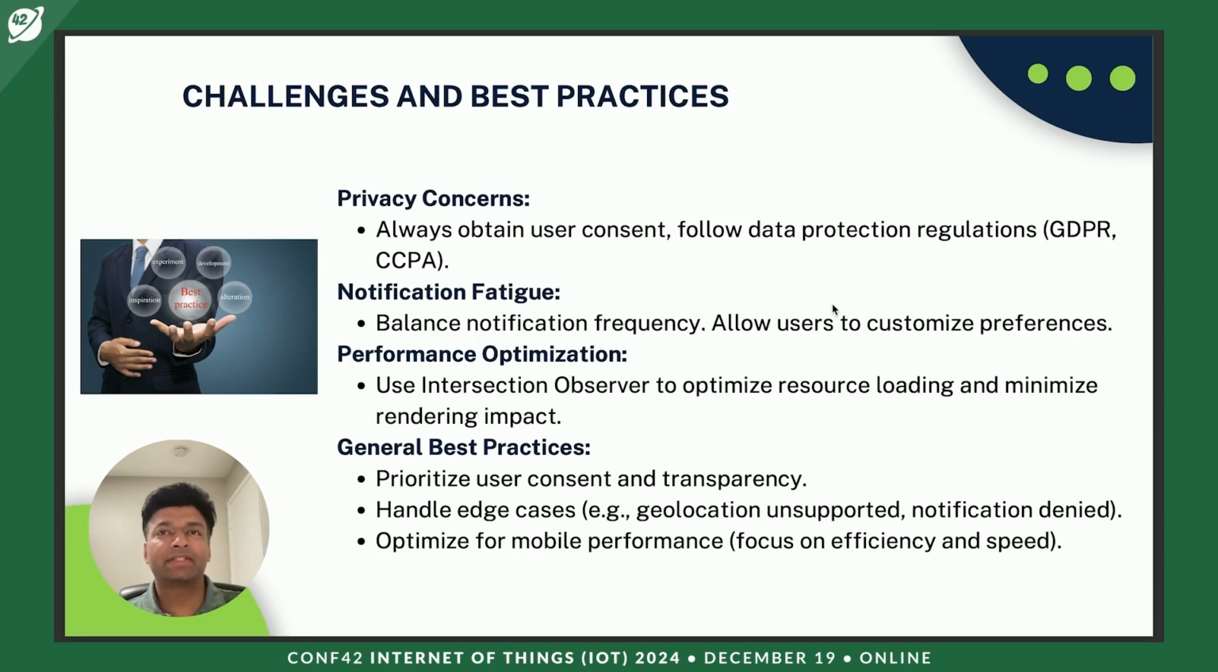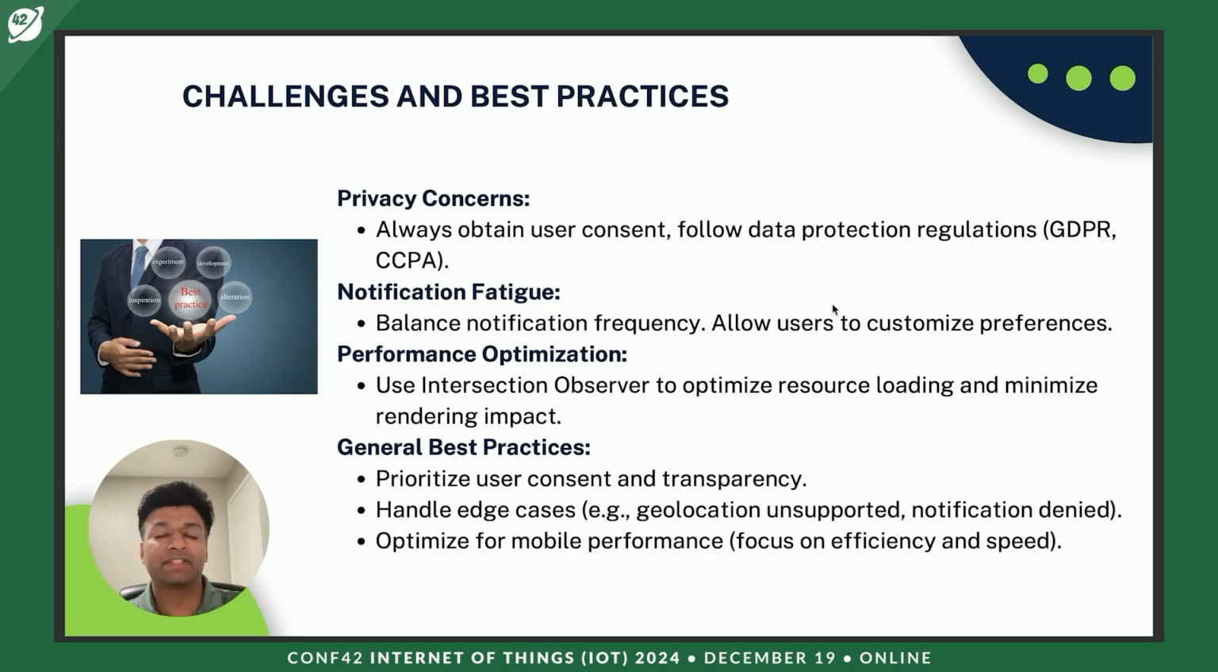Of course, APIs aren't without their challenges. Privacy is a big one. Users need to know how their data is being used and must feel confident that it's secure. Always be transparent and comply with regulations like GDPR. Another challenge is avoiding notification fatigue. Be thoughtful about how often you send notifications and allow users to control their preferences. Finally, performance is key, especially on mobile devices. Using the Intersection Observer API to manage resource loading has been a game changer in many of my projects, ensuring speed without sacrificing functionality.